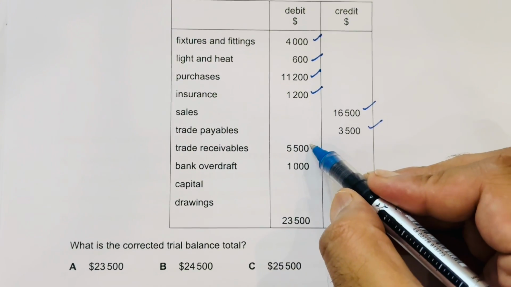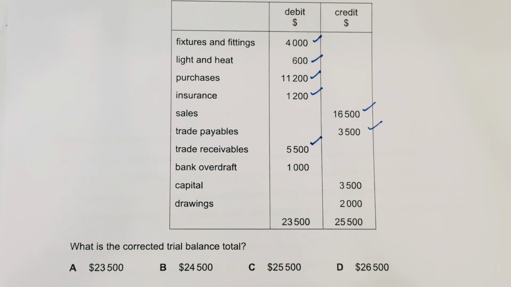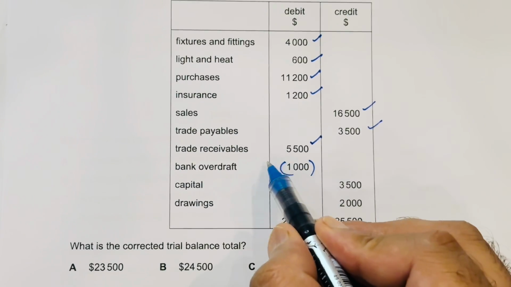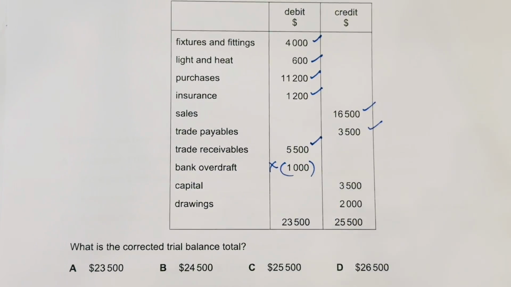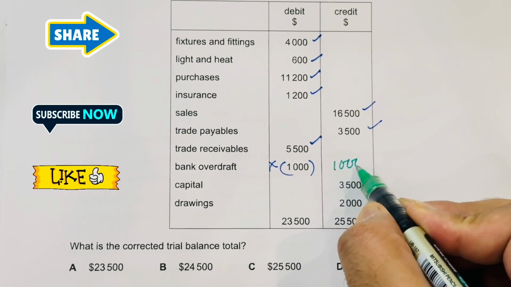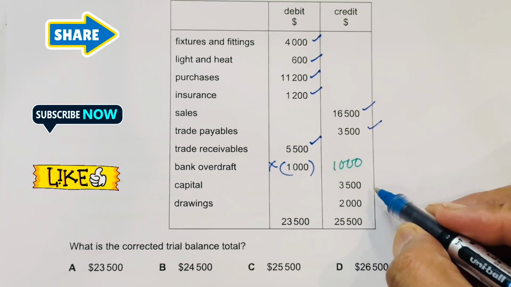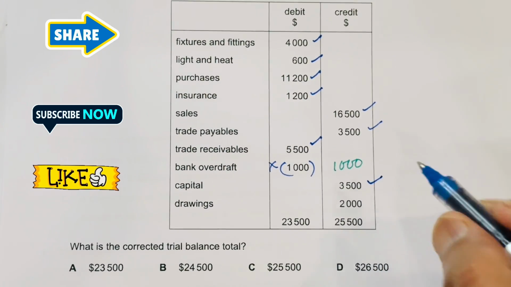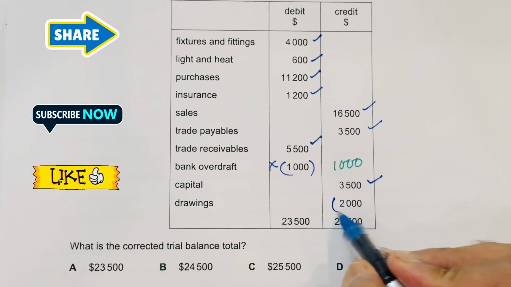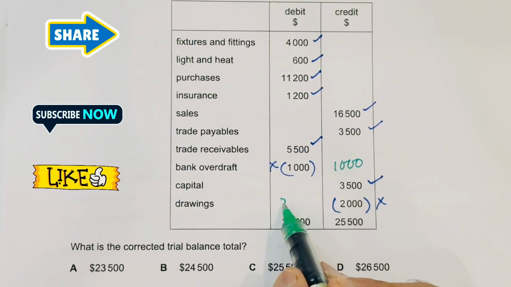Trade receivables should be debited and they are in the debit account. Bank overdraft has a nature of credit, so it was wrongly added in the debit. So it should be added over here with the value of 1000. Now capital is added on the credit side. This is again right. Drawings have a nature of debit balance, so they should be added in the debit amount.